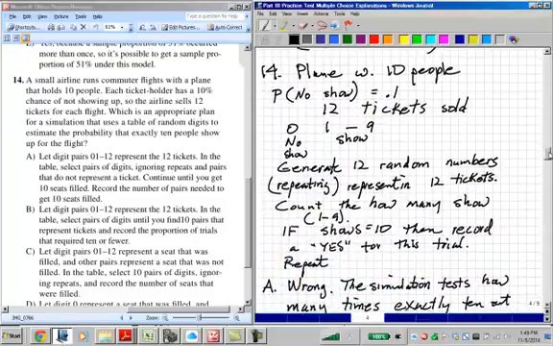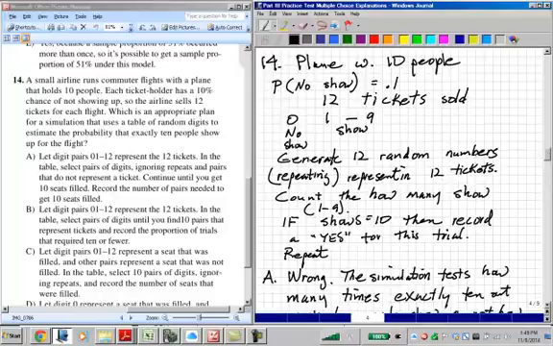Okay. So the probability of a no-show is 0.1. 12 tickets are sold. So 0 we'll call a no-show. 1 to 9 is a show. Okay. Generate 12 random numbers, repeating, representing 12 tickets. Count how many show, or how many are 1 to 9. If the shows exactly equals 10, they record a yes for this trial and then repeat. Now that's according to the directions that they gave. Now all the answers don't exactly fit this, but according to how I read this, the response variable is how often exactly 10 people show up.